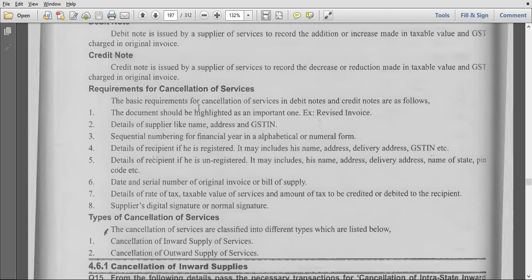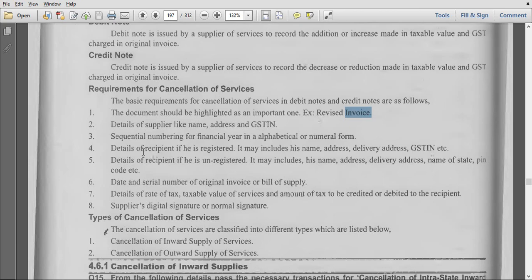The document should be highlighted as an important one, as a revised invoice, and details of the supplier like name, address, and GST number should be provided. Sequential numbering of the financial year or numerical form. Details of the recipient if he is registered, and details of the recipient if he is unregistered. Date and serial number of the original invoice. Details of rate of tax and the supplier's digital signature. All these things are the required documents for cancellation.